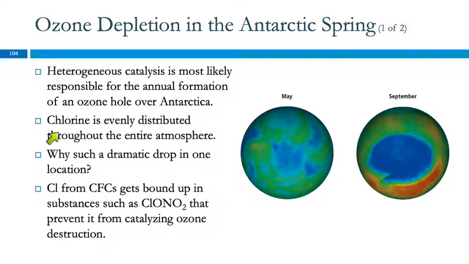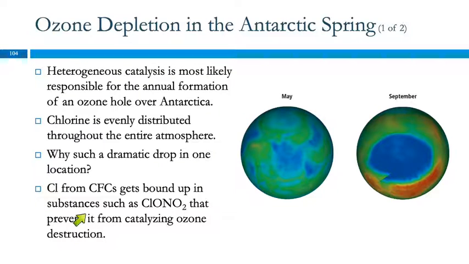So chlorine is the catalyst for the destruction of ozone. But chlorine is a gas, and it's uniformly spread throughout the atmosphere. So why does this happen over the South Pole? Why not everywhere? Well, the chlorine atoms from the chlorofluorocarbons get bound up in substances like ClO, and other compounds. And those compounds do not photodissociate into chlorine atoms, and so they don't catalyze the destruction of ozone.